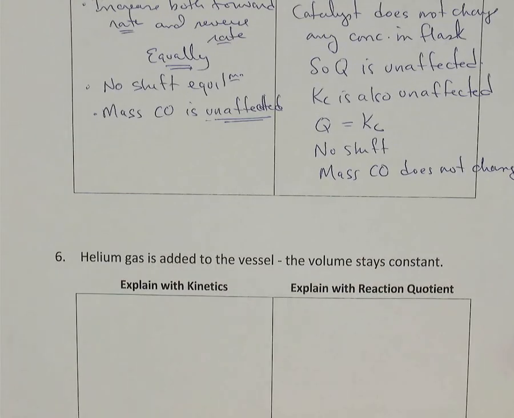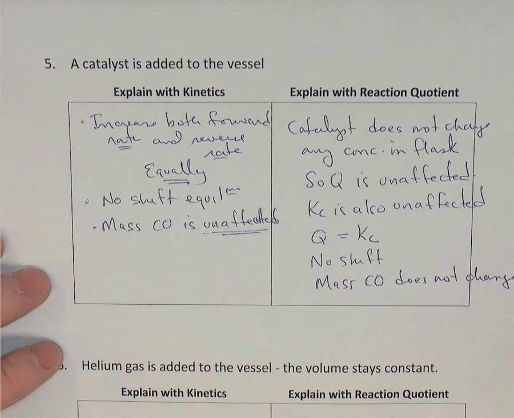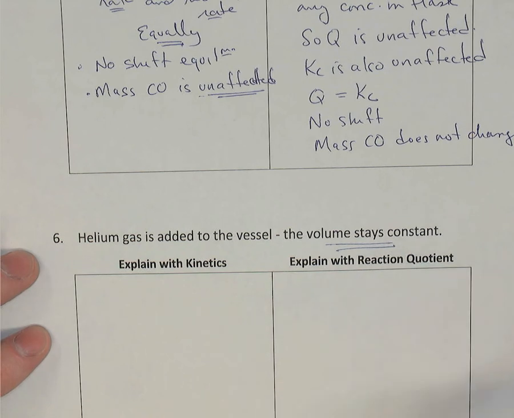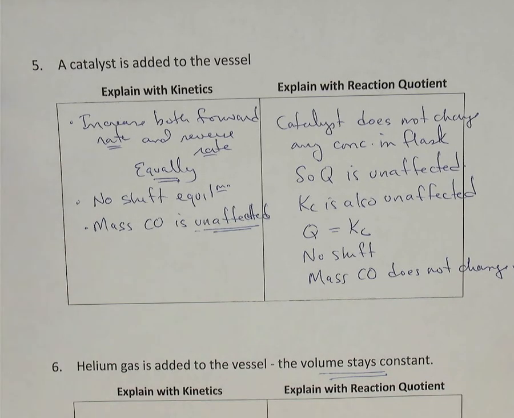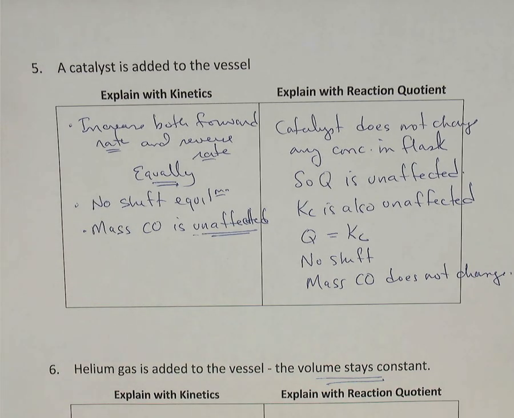Now, the last stress, about helium being added, you can actually make a similar argument with that as we just did with the presence of a catalyst, as long as the volume does not change when you add the helium. When you add helium, a noble gas, it doesn't react with anything. Neither the forward nor reverse rates are affected because the helium is not a reactant in either one of those reactions. With neither rate affected, there's no shift in equilibrium.